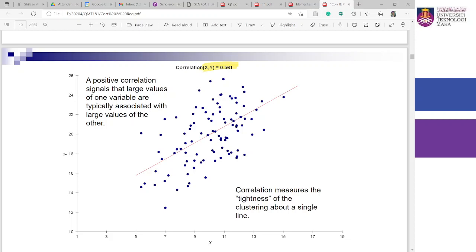So it says here, a positive correlation signals that large values of one variable are typically associated with large values of the other. Apa yang dimaksudkan kat sini adalah apabila kita katakan dia positive correlated, nilai independent variable yang tinggi akan mempunyai korelasi, ataupun ada hubungan dengan nilai dependent variable yang juga tinggi. However, kalau compare ni dengan yang sebelum ni, yang ni adalah kurang sikit dia punya kekuatan sebab ini hanya 0.561 sedangkan tadi 0.8 something, right? So that means yang tadi tu lebih kuat lah berbanding dengan yang ni.